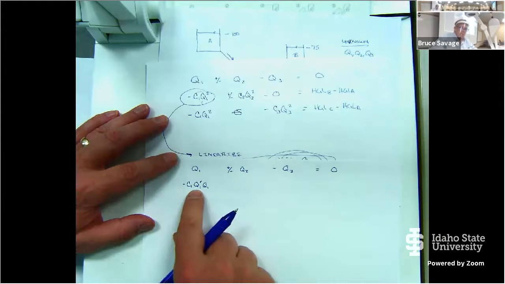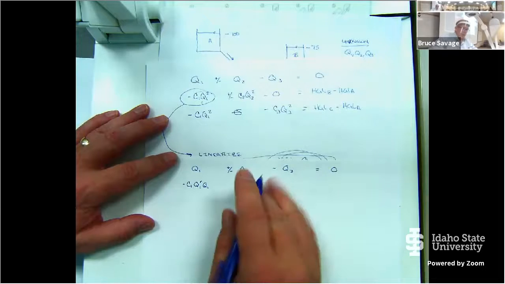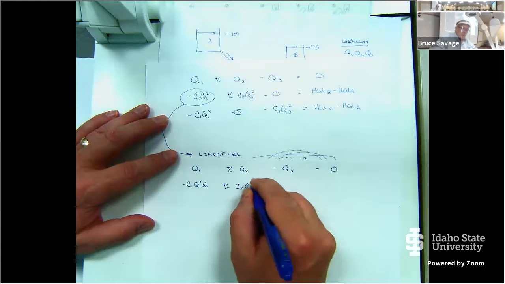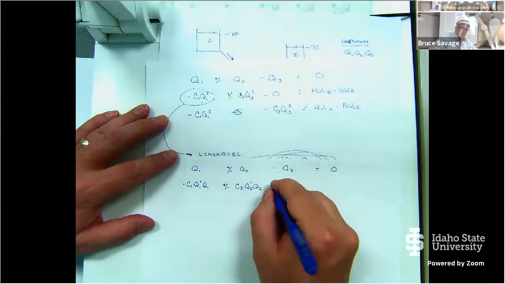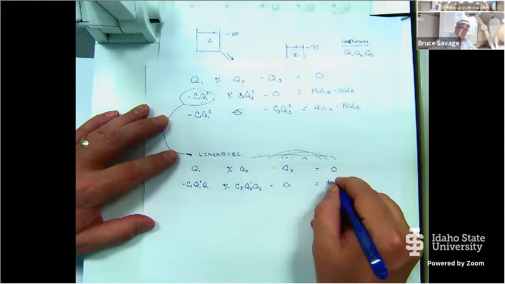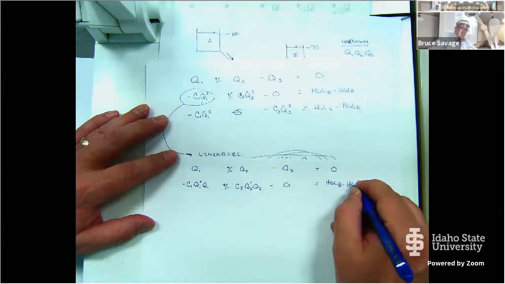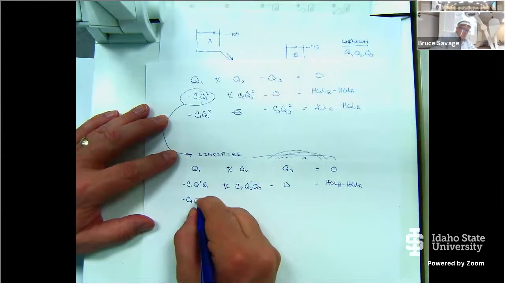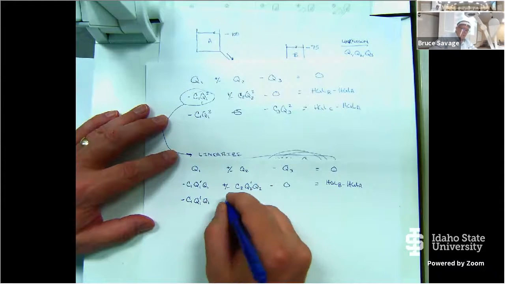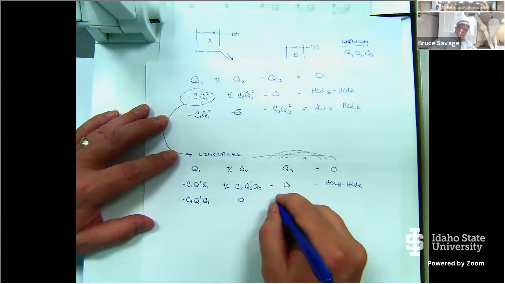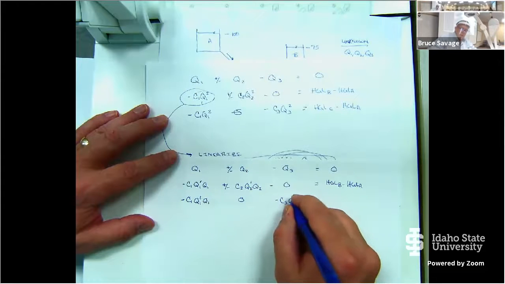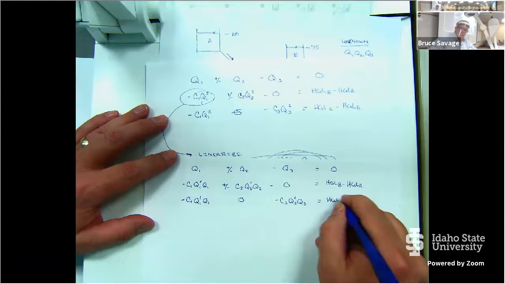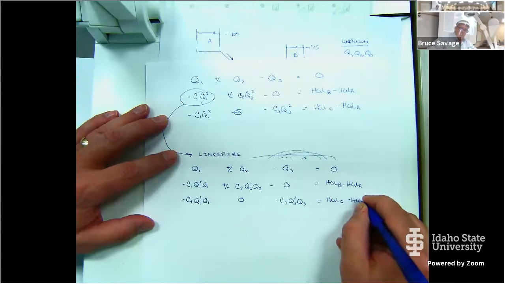So negative C1 times Q1 old times Q1. And then I get plus or minus C sub 2 times Q sub 2 prime times Q sub 2, minus 0, equals the hydraulic grade line at B minus the hydraulic grade line at A. And then the next one I'm going to get minus C sub 1 times Q sub 1 prime times Q sub 1, and then 0 for the next term, minus then C sub 3 times Q sub 3 prime times Q sub 3 equals the hydraulic grade line at C minus the hydraulic grade line at A.